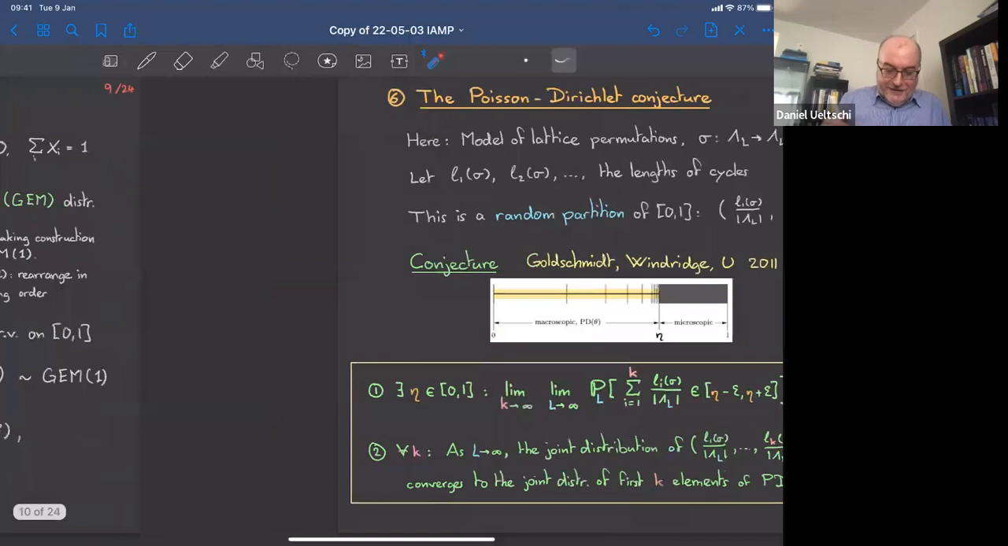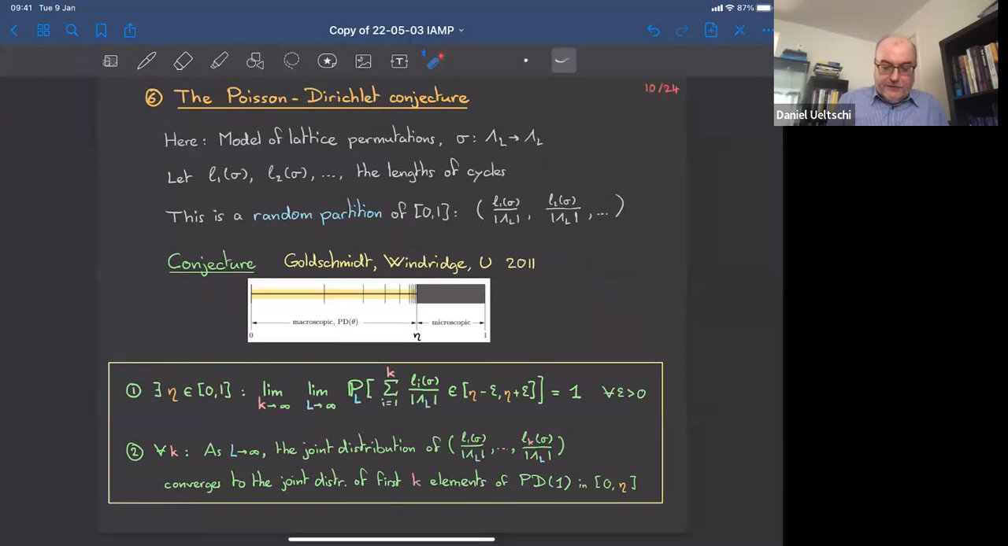So the Poisson-Dirichlet conjecture. Let me discuss it in the context of these lattice permutations that we saw before. So we are looking at this random permutation, a bijection from lambda L to lambda L. Let's look at the length of the cycles. So L1 of sigma is the length of the largest cycle, L2 the length of the second largest cycle, and so on. And we look at this vector over here. So we take the largest cycle divided by the number of sites, the second largest cycle divided by the number of sites, and so on. So we have positive numbers, and they are in decreasing order. They all add up to one, because if you sum all those lengths, it is one way to count all the sites you have, and that gives the volume. So by construction, this is a partition of the interval 0 to 1.